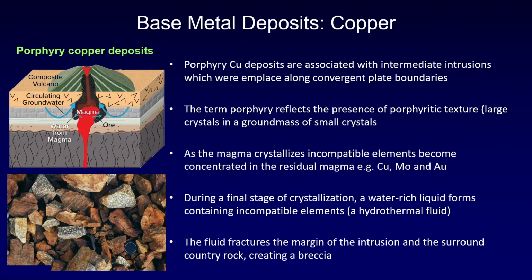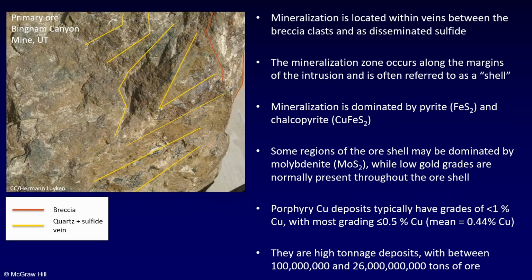And that's because they are related to intrusions. And some intrusions are absolutely huge. And so when that intrusion crystallizes, it's going to form a large porphyry copper deposit, providing it's the right type of intrusion forming in the right kind of place.